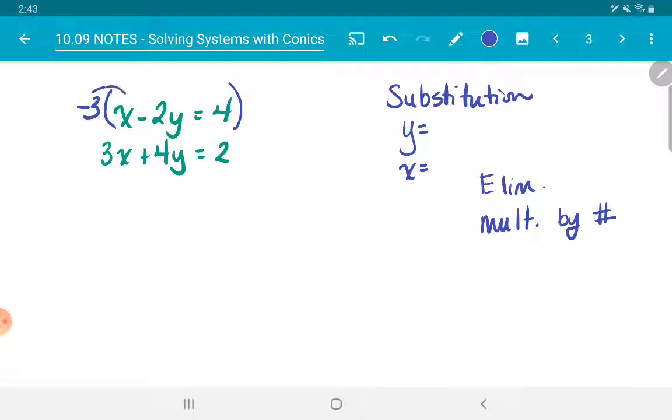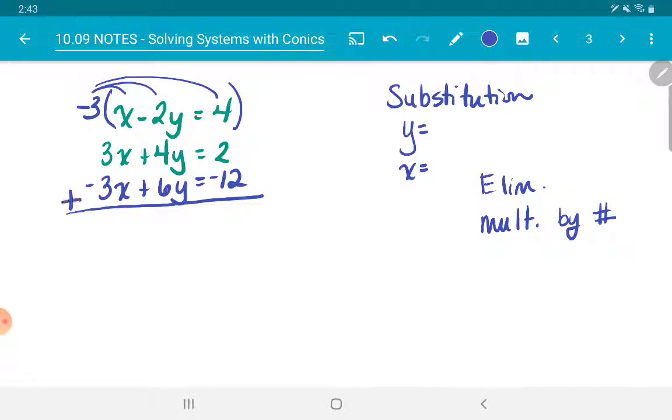That means you're going to multiply every single thing, even the other side of the equation, because we're not trying to change the equation in value, we're just trying to change the look. So we're going to multiply -3 throughout. So we have -3x plus 6y equals -12. And then remember, it's a big addition problem. So 3 plus -3, the x's are eliminated. 4 plus 6 is 10y. 2 plus -12 is -10.